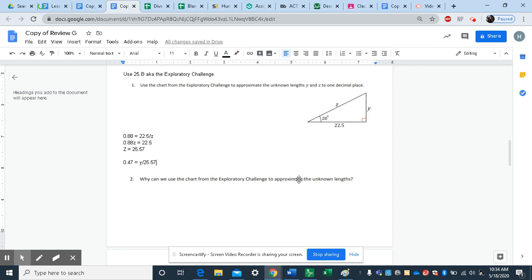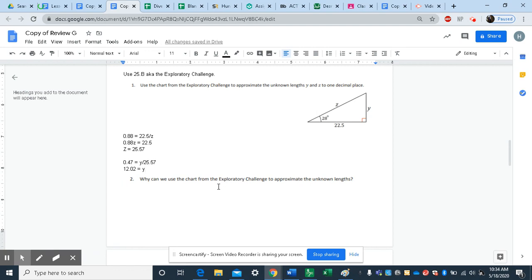So in order to get it by itself, we need to multiply both sides by 25.57. So we're going to do 25.57 times 0.47, which equals 12.02, because there's a 7 in the 3rd decimal place, which means that it rounds up. So z equals 25.57 and y equals 12.02.